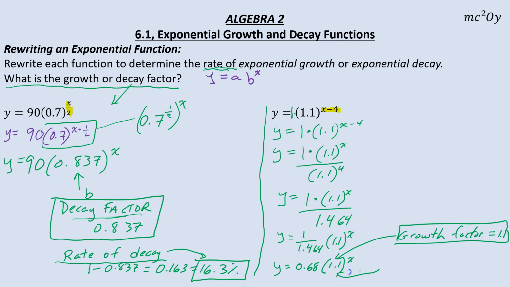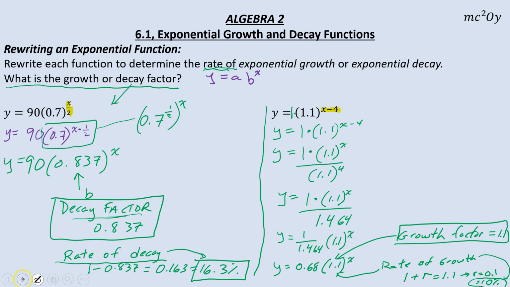Okay, my rate of growth is 1.1, or excuse me, 1 plus r equals 1.1. So in this case, r would have to equal 0.1 or 10%. So my rate of growth is 10%. How much I'm growing from 1. Okay, so hopefully you know the difference between rate of growth and growth factor, and rate of decay and decay factor.